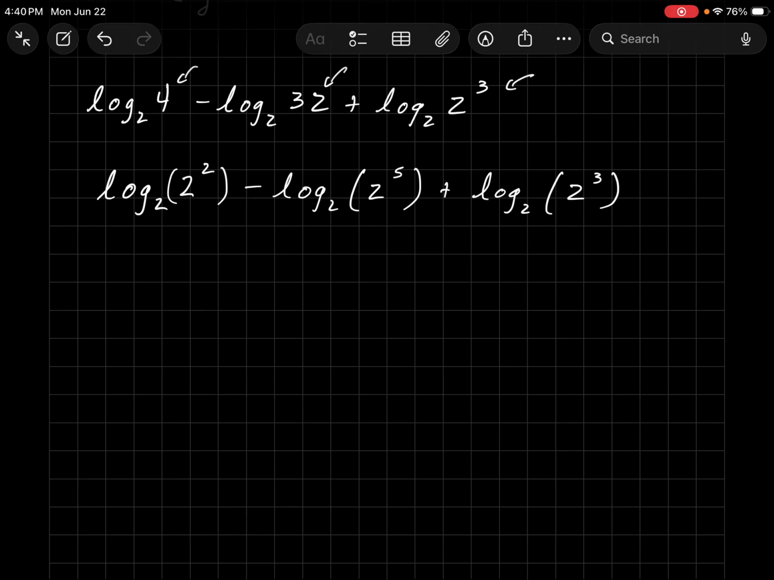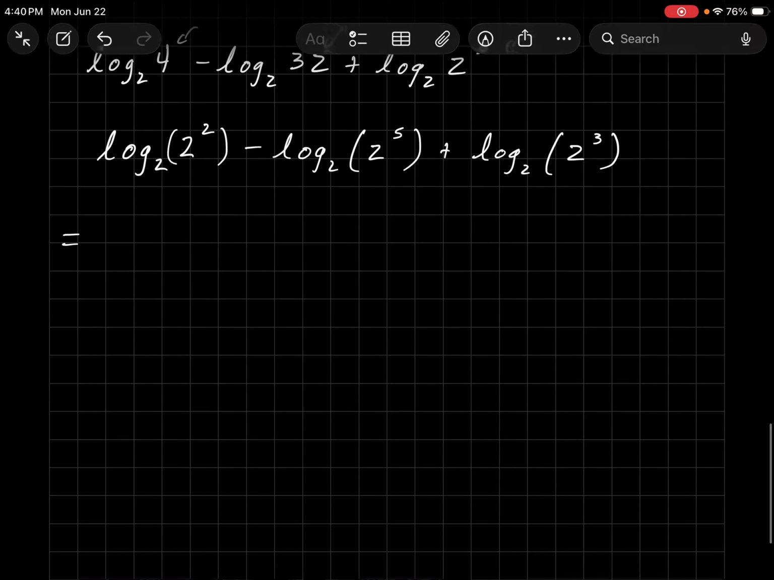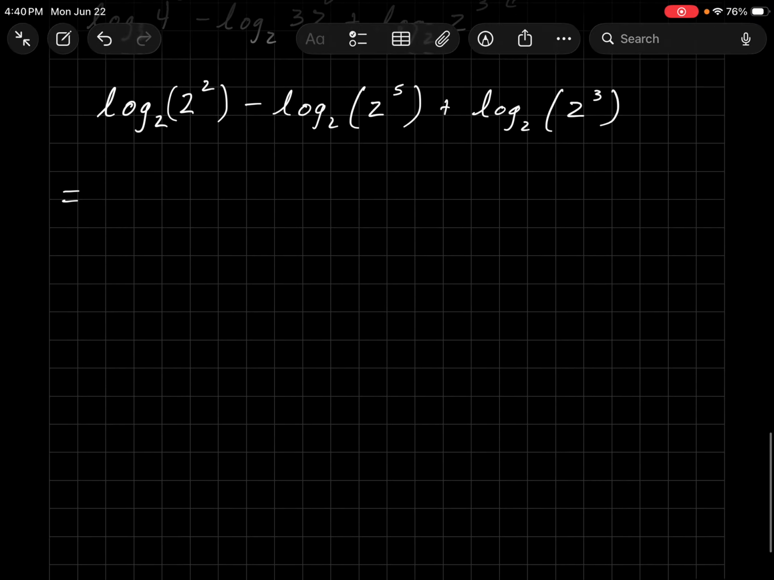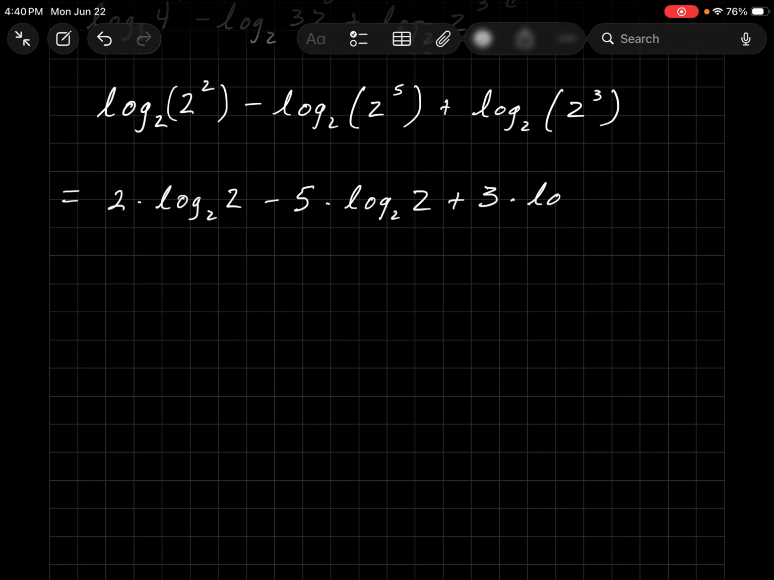And there are many ways to handle this problem. I'm going to handle it this way, and I might do a second way just to show you, but let's use properties of logarithms here where I can write the first one as 2 times the log base 2 of 2 minus 5 times the log base 2 of 2 plus 3 times the log base 2 of 2. Now I'm going to do an extra step here that's not really needed, but I do want to talk about it.